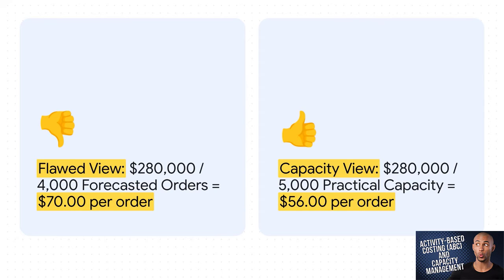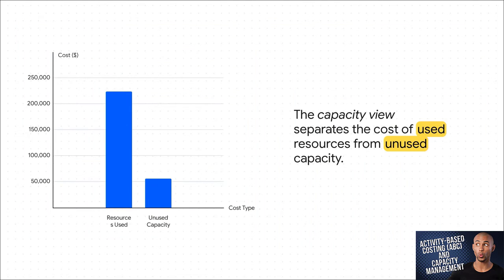Look at the numbers. With the old, flawed view, you take your $280,000 in expenses and divide by the 4,000 orders you think you'll get. That gives you a cost of $70 an order. But with the capacity view, you take that same $280,000 and you divide it by your practical capacity of 5,000 orders. And what do you get? The true cost to process one order is only $56. That $14 difference, that is everything. Because now you can see exactly where that $280,000 went. You can see it clear as day.